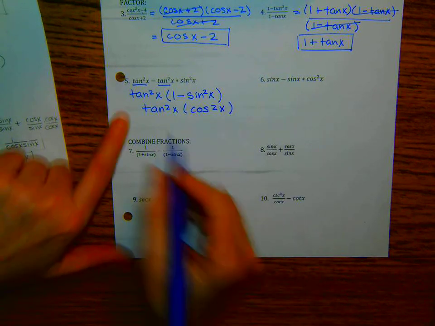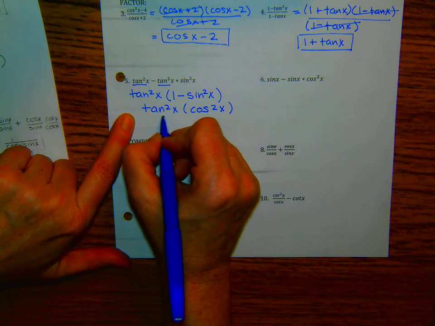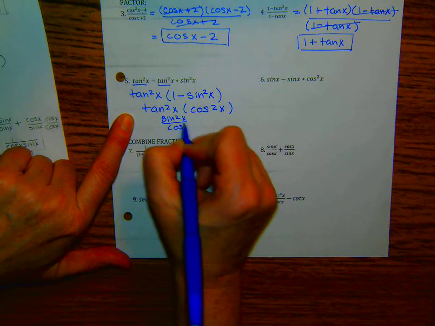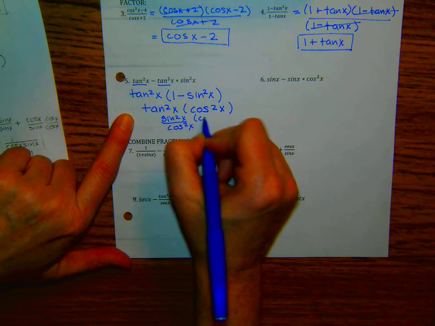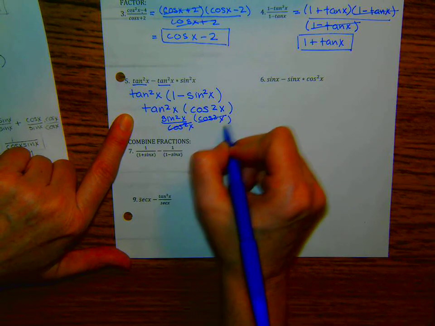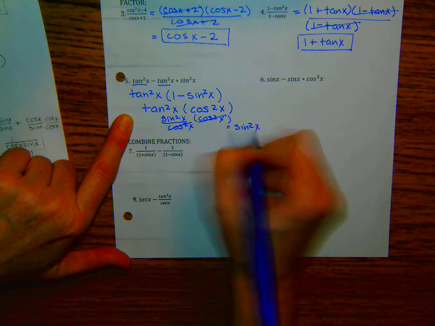Okay, well, I can still go further. What is the tangent squared? Well, I can write that as sine squared of x over the cosine squared of x, times the cosine squared of x, and those will cancel out, leaving me with the sine squared of x.